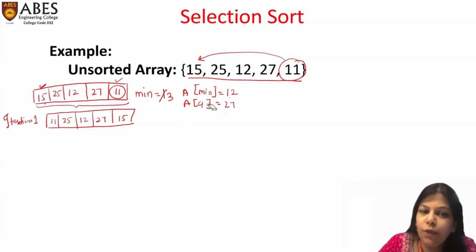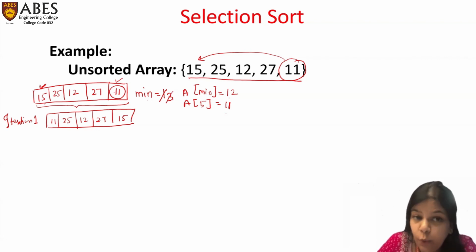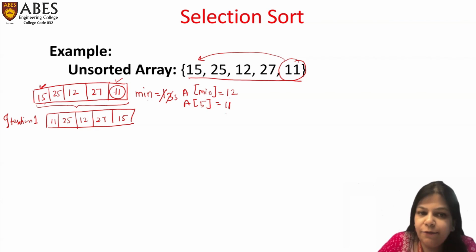We will simply move on to the next element, that is A5. What is the value of A5? This is 11. Right. Again, A minimum will be compared with A5. Now, A minimum is greater than A5. So we have got another element in the array which is less than A minimum. So what we have to do is simply change the index stored in minimum to this new lesser value, that is 5. Right? All the elements have been finished.